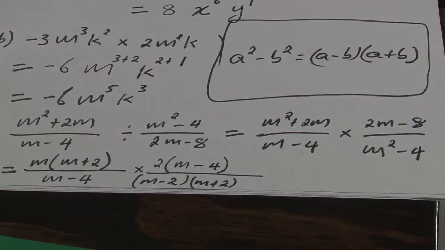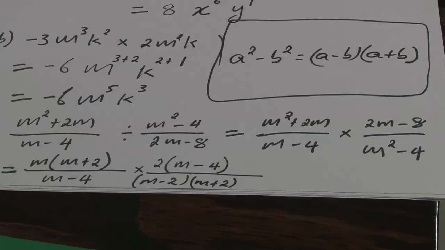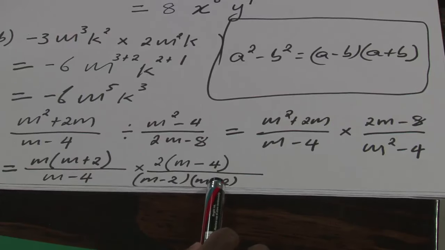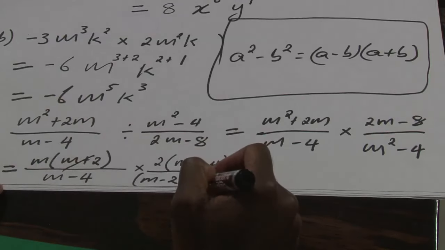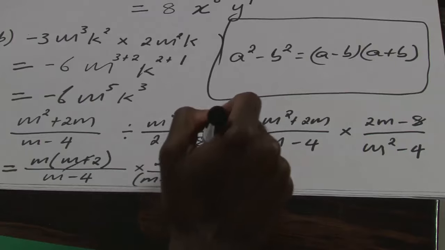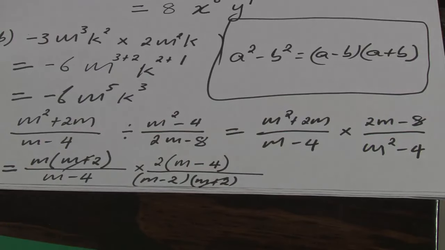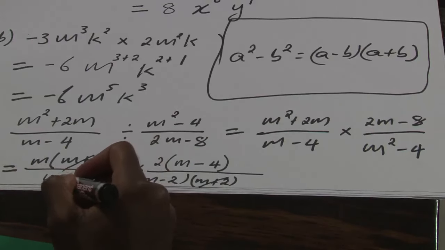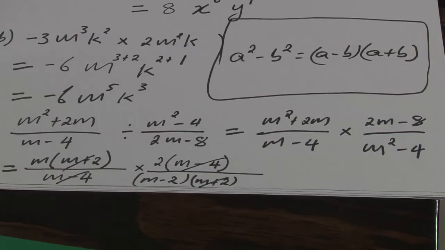Now we can cancel some terms out. You have a term on top and a term at the bottom, which if you divide them, they'll give you 1. For example, if you divide m plus 2 by m plus 2, which we have down here, then you get 1. So the m plus 2 and the m plus 2 here cancel out. Second, you consider your m minus 4. You have m minus 4 on top, you have m minus 4 in the denominator. Those can also cancel out.